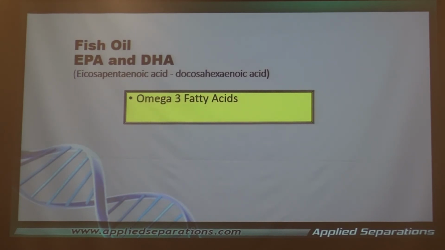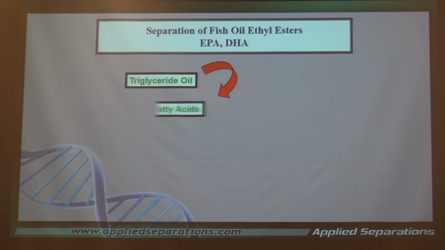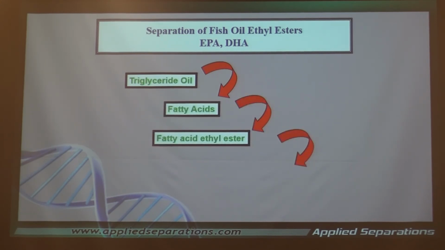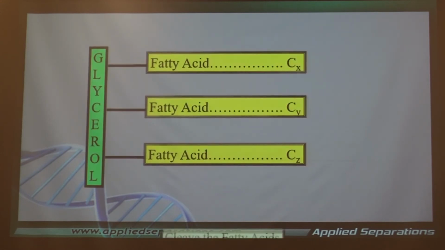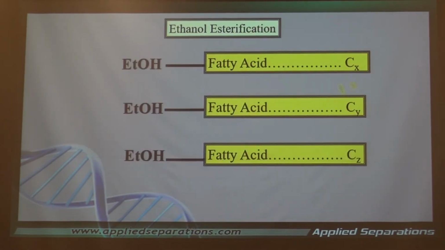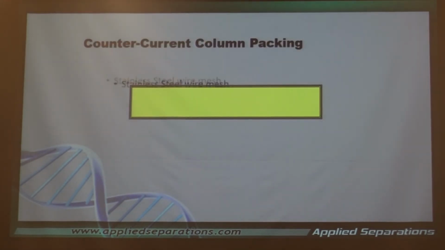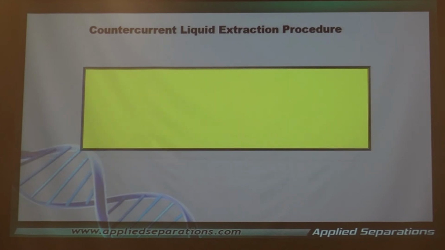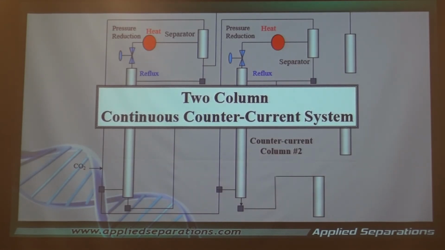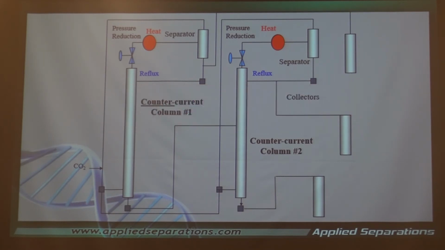We did this, where we're extracting omega-3 fatty acids out of waste fish oils. Now the fish oils, as you know, help prevention of heart disease, and these triglyceride oils have to be treated. We have to cleave off and then make the fatty acid ester in order to go through this separation. And I won't go through all of that, but ultimately what we're going to find is a two-column countercurrent system. And what we wind up doing here is our two countercurrent columns, separators, collectors.